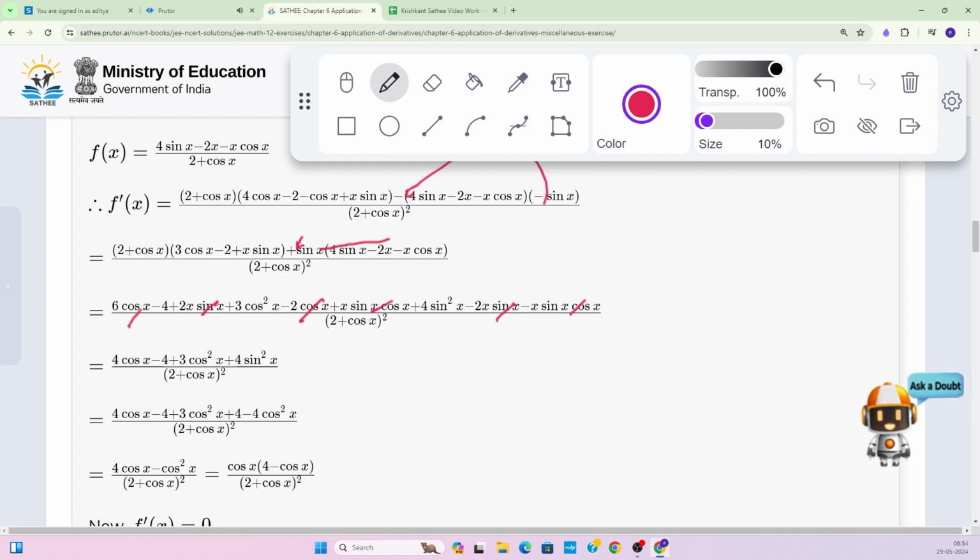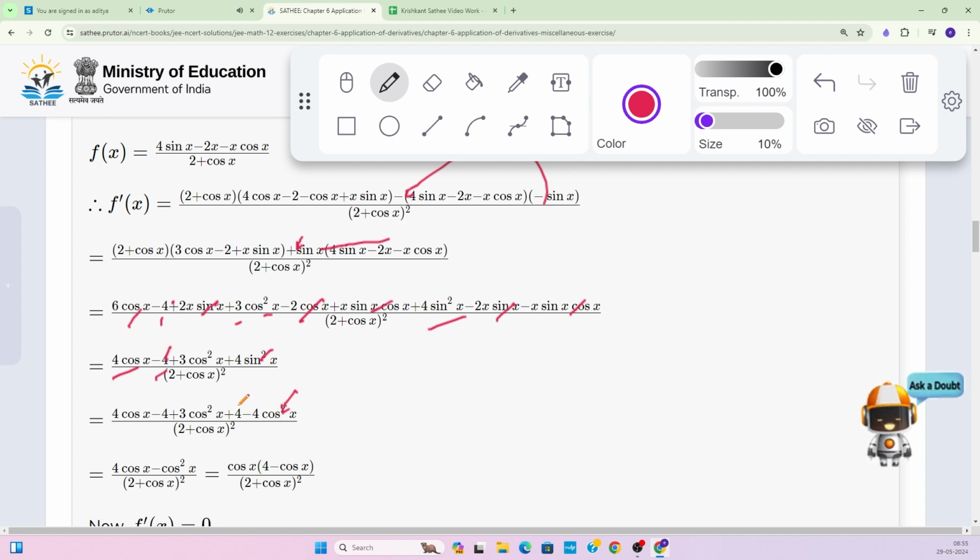4 cos x, as you can see. This minus 4 will also be there, and this term will also be there. After cancelling out the opposite sign terms, you are left with this. Now what you have to do is quite simple. Take this 4 with this, taking minus 4 common, you will get 1 minus sin square x, and 1 minus sin square x will be cos square x. That's why it is written over here as minus 4 cos square x. I hope it is clear to you.